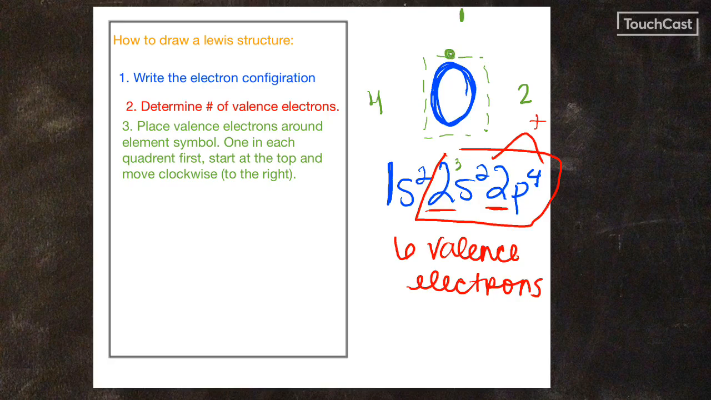So 1, 2, 3, 4, 5, 6. And I stop because I have 6 valence electrons. And so my answer is O, with 2 on top, 2 to the side, 1 on the bottom, 1 on the other side. This is my answer.